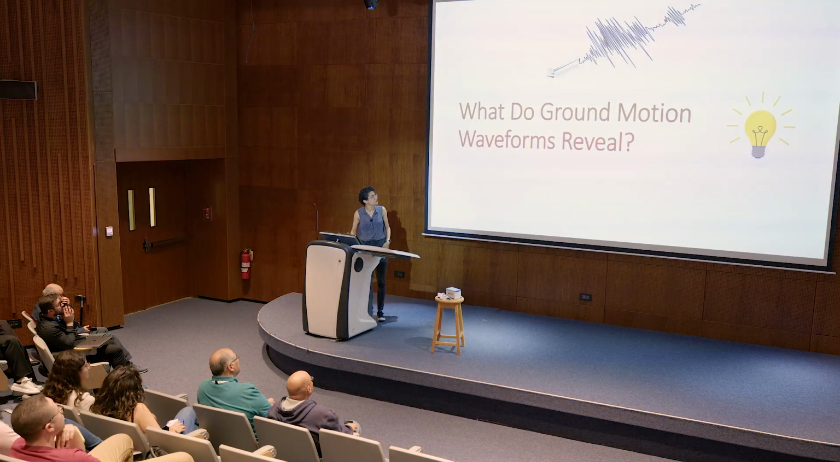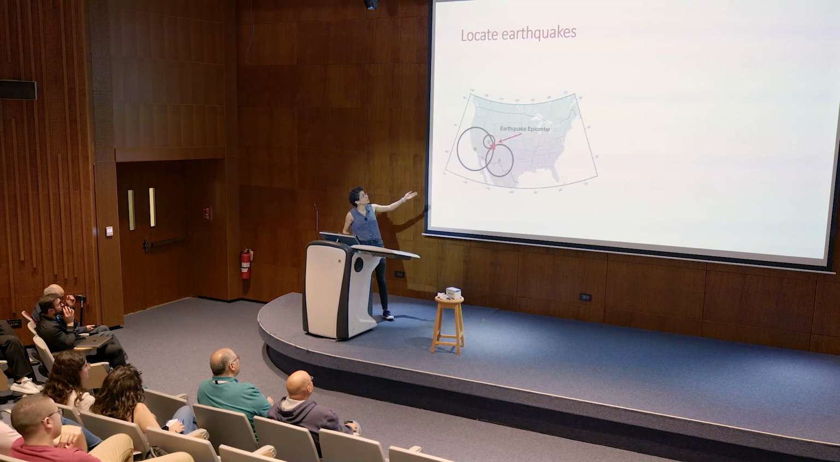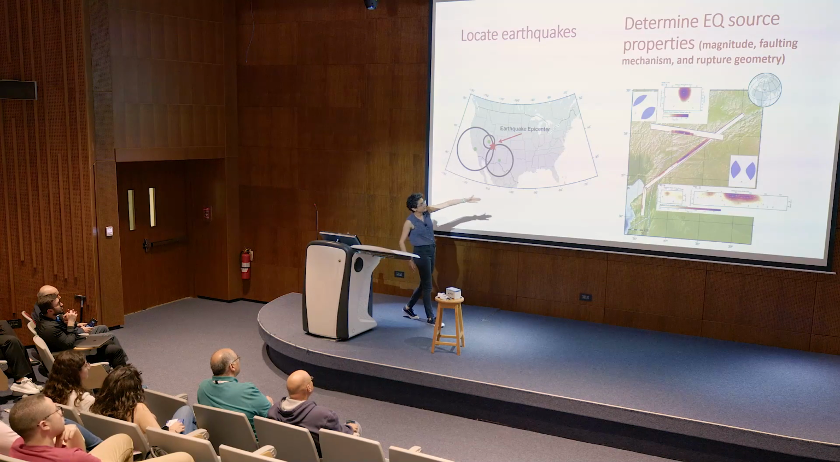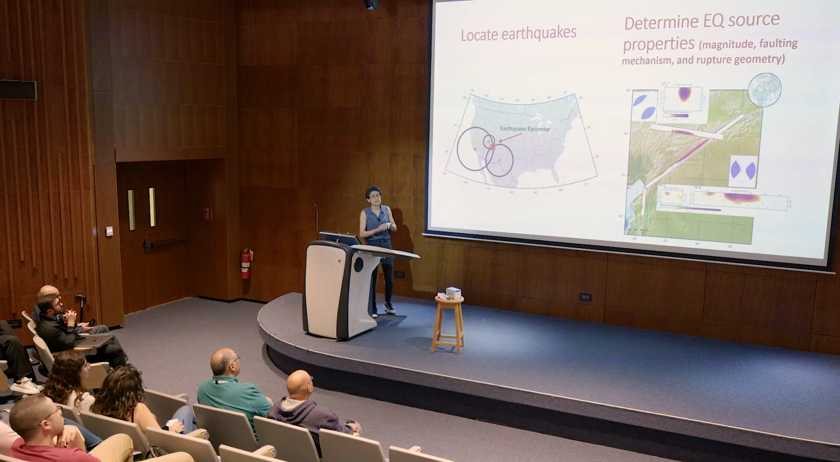So, final section: what do ground motion waveforms reveal? Well, they actually have a large number of applications, a large number of uses. They are used to locate the source of earthquakes, and also to determine the properties of the earthquake sources, such as their magnitude, the geometry of the fault that ruptured, and the mechanism of the rupture as well.